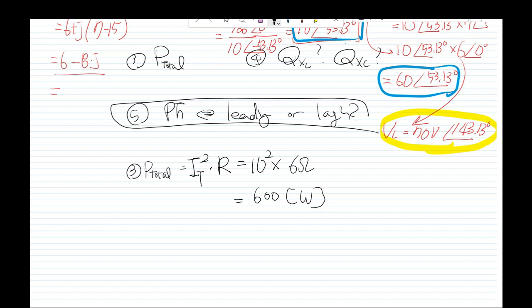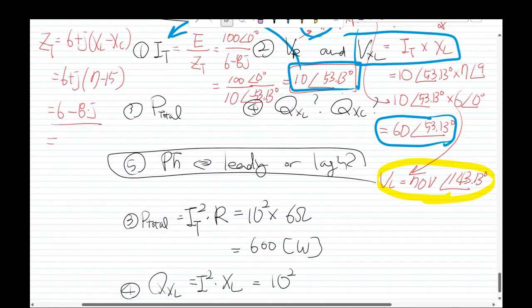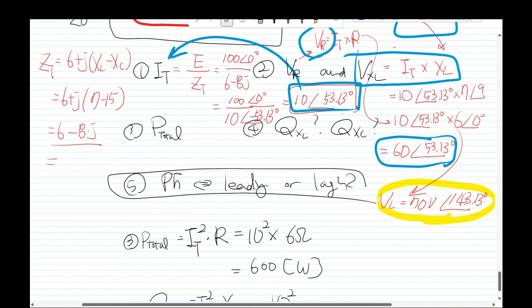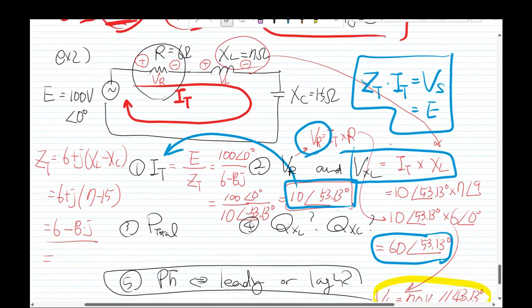All right. The question 4, almost finished. So the Q sub X sub L is what? That is I squared times X sub L. The I amplitude is 10, square, multiplied by X sub L. What is the X sub L? Go back to the circuit. X sub L is what? The 7 ohm. Okay, right?